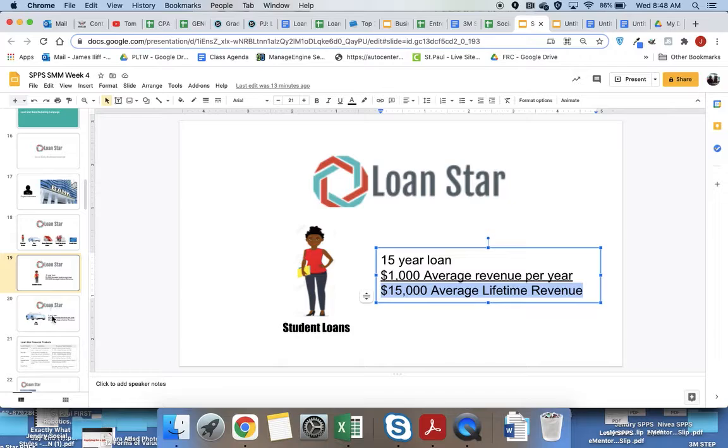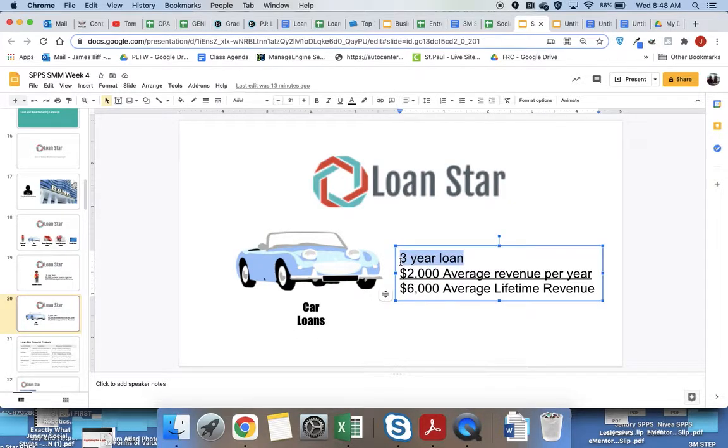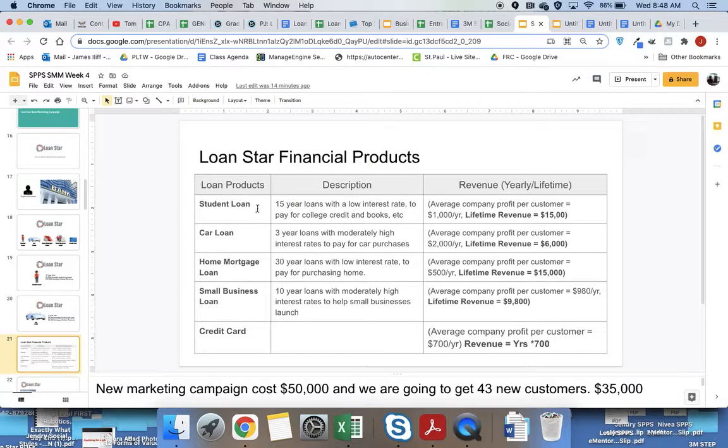Well, that's a lot different than a car loan. A car loan is typically 3 years, and every year that Lone Star is getting that money paid back, Lone Star makes $2,000 in revenue. So again, 3 times 2,000, that's $6,000 lifetime revenue. And then I break out the rest here.